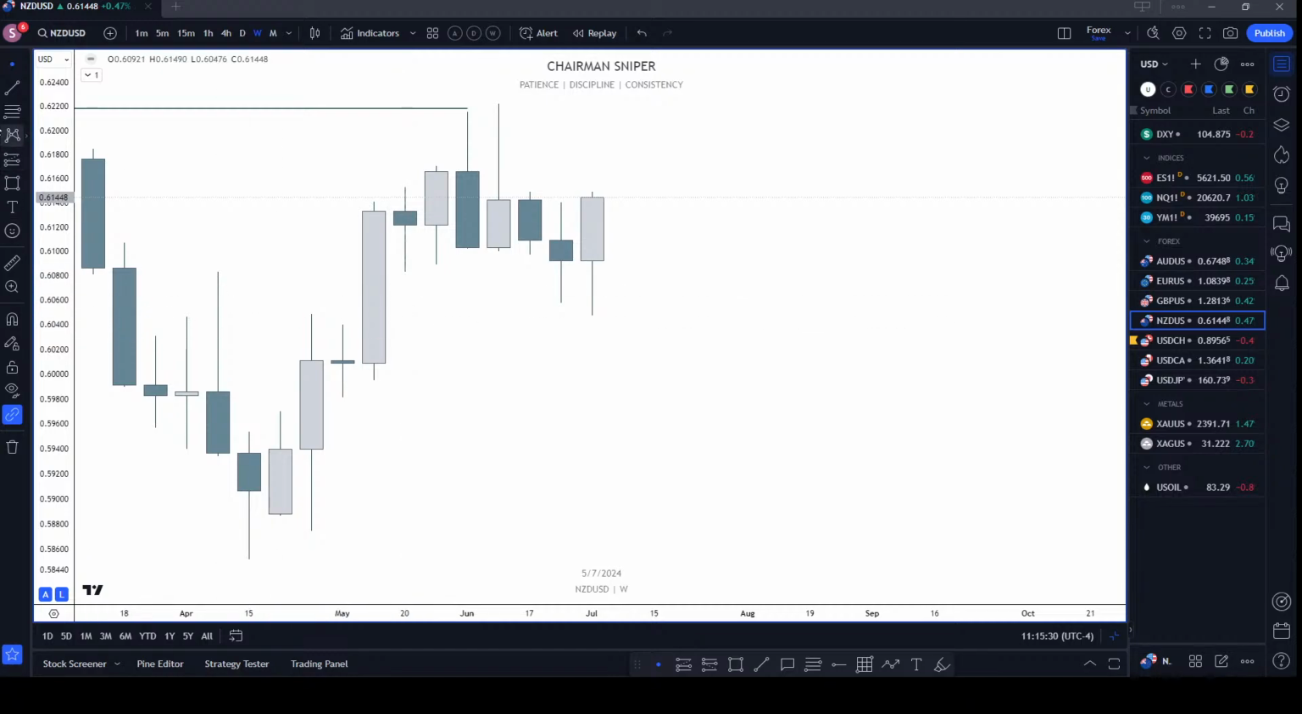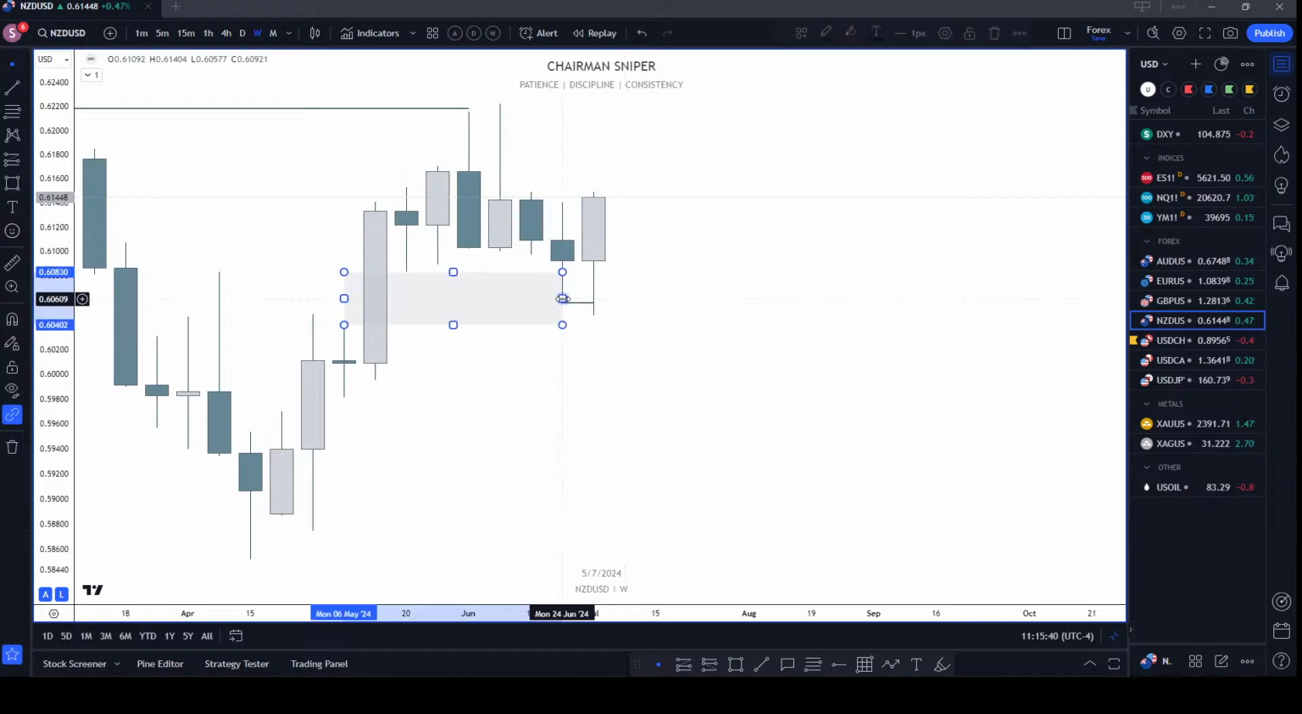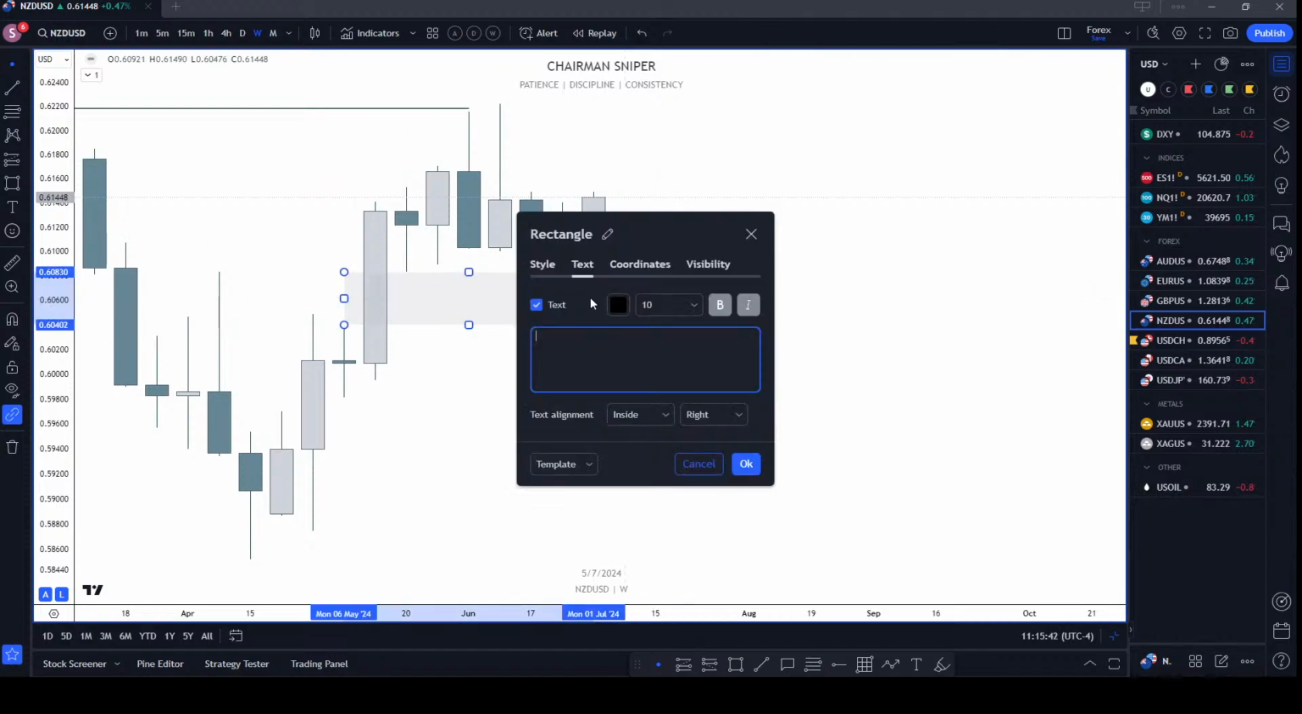On the weekly, we are reacting to this weekly low after coming into this fair value gap right here. We didn't react on this weekly candle. We took the low out and then we started moving higher, which is very nice to see.